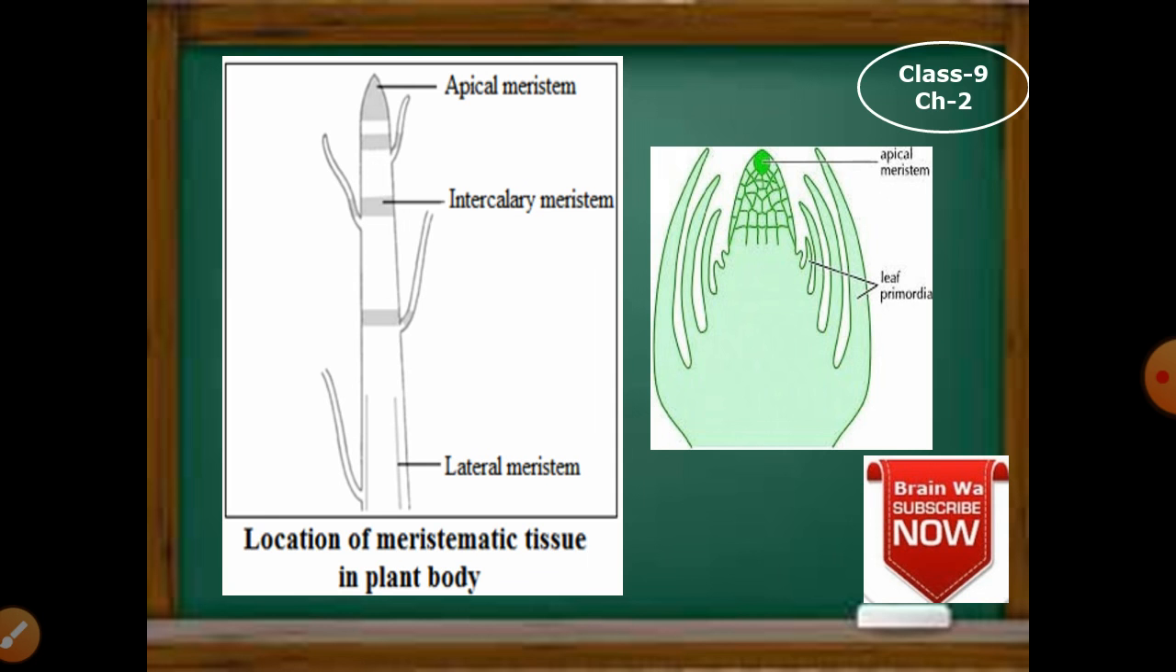Apical meristem lies at the apex of root and stem branches, whereas intercalary meristem lies below the bases of leaves and internodes of the stems of grasses, whereas lateral meristem lies on the lateral sides of the stem and root and helps in increasing their diameter, or girth, so it helps in secondary growth, for example vascular cambium in the vascular bundle of the dicot stem, and cork cambium.